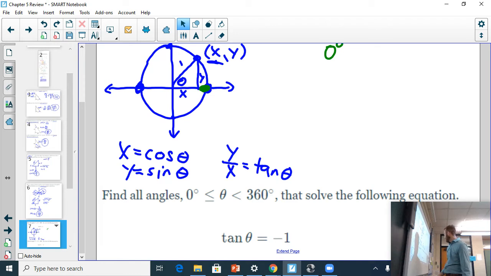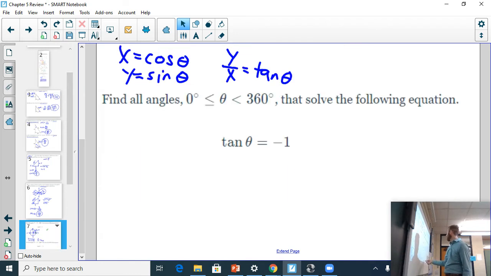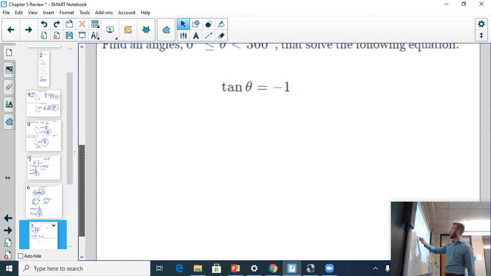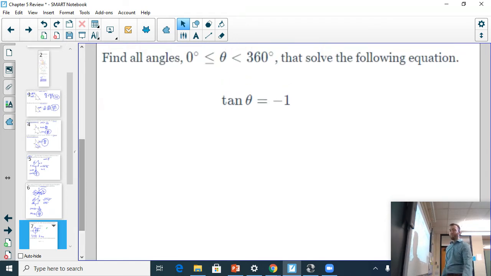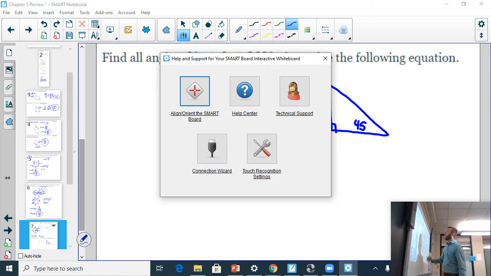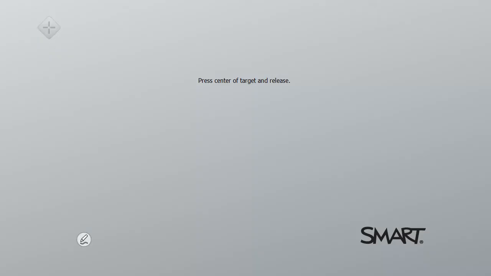And so here's the exception, right? I said if you see a 0 or 1, you're probably not going to use those 30, 60, 90 triangles. But tangent is the exception, and I'll show you why. So tangent, when you see negative 1 for tangent, you're actually going to make a 45, 45, 90. And I have to calibrate the board real quick because it just went a little wonky.